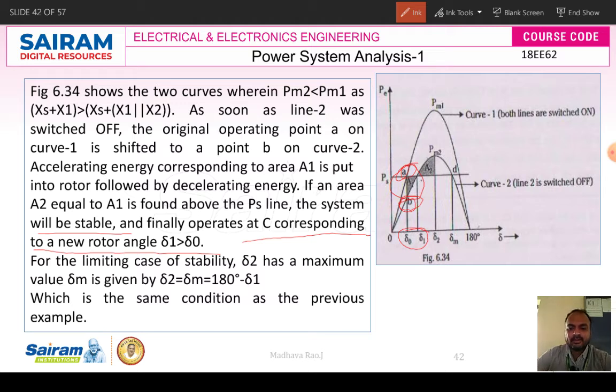For the limiting case of stability, delta 2 has a maximum value delta m. Delta m, the maximum value, is 180 minus delta 1. Here we can see the 180 and delta 1, which is the same condition as the previous example, where we saw only one line. So it is similar to that.